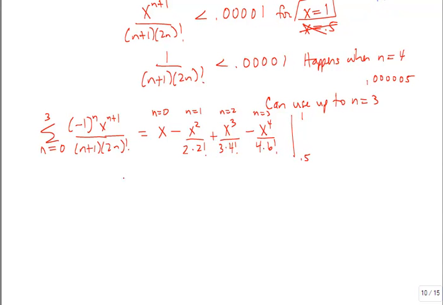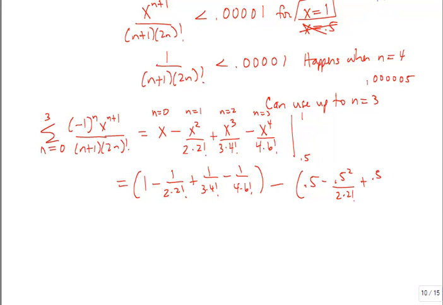So if I plug in 1, this is going to look like 1 minus 1 over 2 times 2 factorial plus 1 over 3 times 4 factorial minus 1 over 4 times 6 factorial. And then we want to subtract from that this same expression with a 0.5 plugged in. So 0.5 minus 0.5 squared over 2 times 2 factorial plus 0.5 cubed over 3 times 4 factorial minus 0.5 to the 4th over 4 times 6 factorial.